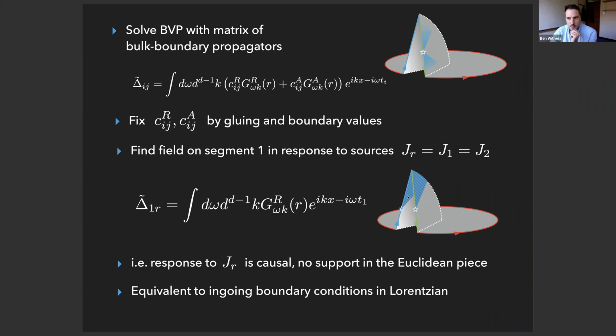So you could do the computation in this full piecewise geometry, but now we know that if you're interested in this retarded response, it's equivalent to just the computation on a single piece, let's say this Lorentzian piece, with an ingoing boundary condition. And that's obviously much easier to work with. And historically, that's what's been done with Son's prescription.